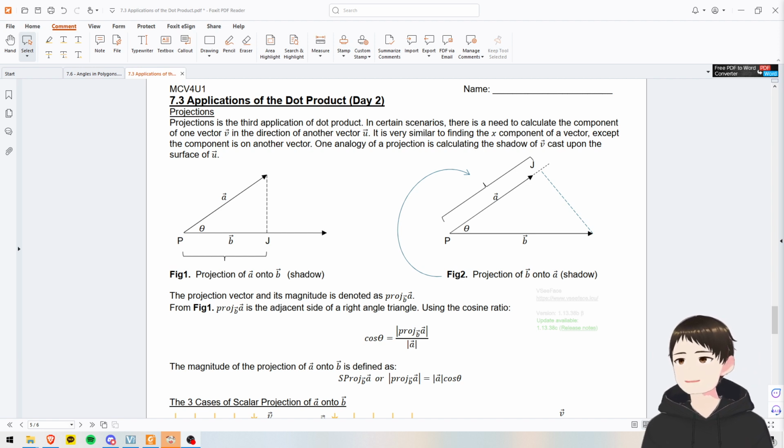Luckily, all we have to do today is focus on the third and final application of the dot product. That would be projections. And whatever amount of time we have left in class, please use it to continue studying for the mini test tomorrow.